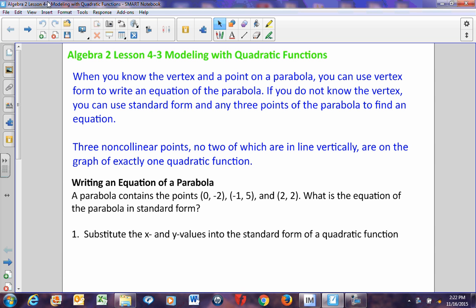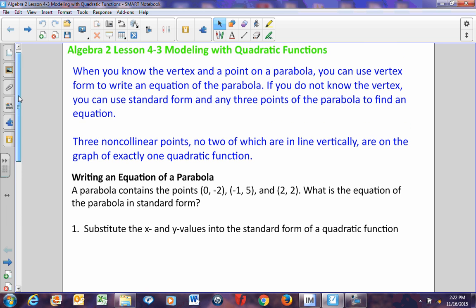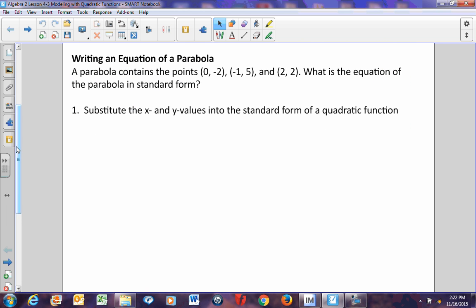So if I wanted to write an equation of a parabola, let's say I have a parabola that contains the points (0, -2), (-1, 5), and (2, 2). I can write the equation of the parabola in standard form. And remember, we do know how to transfer from standard form to vertex form. So once you have it in standard form, you could put it in vertex form if you wanted to. All right, so we are going to figure out how to write the equation of a parabola in standard form, given 3 points.